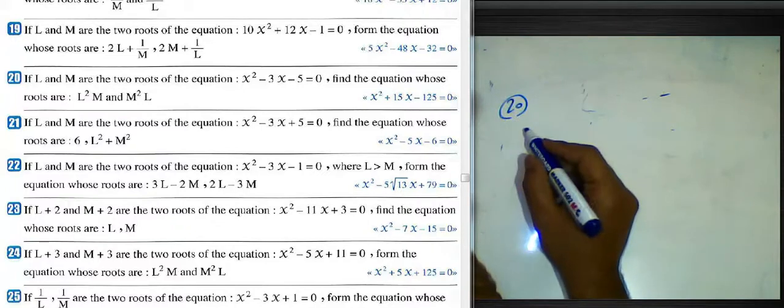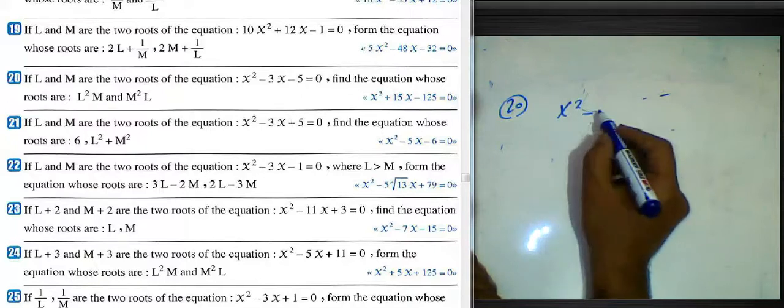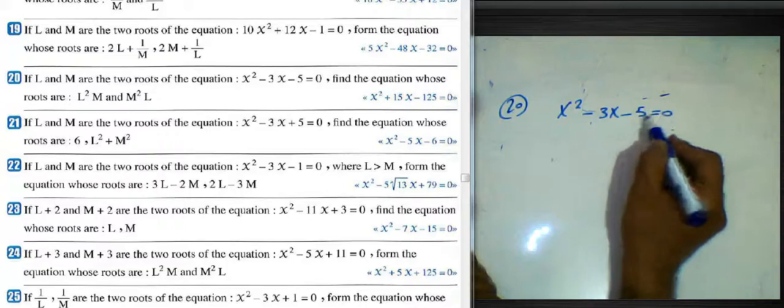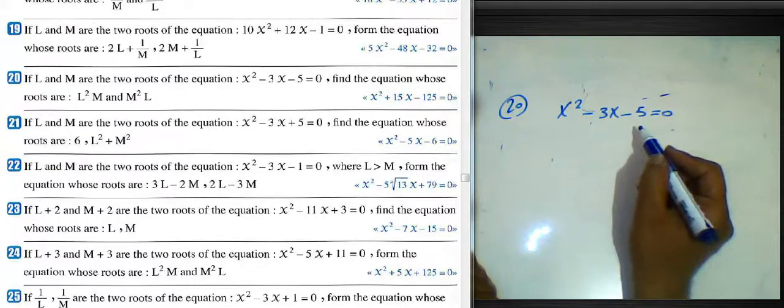Question 20: if L and M are two roots of the equation x power 2 subtract 3x minus 5 equals 0, find the equation whose roots are L power 2 M and M power 2 L.